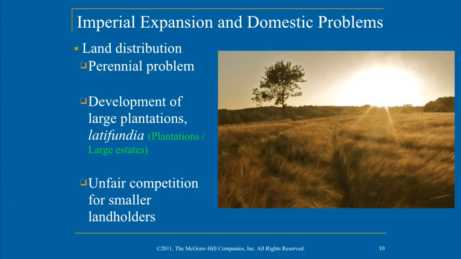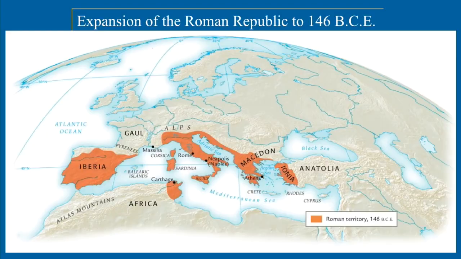So there's going to be this problem: how do we figure out how to keep the rich from getting richer and the poor from getting poorer? How do we find a way to balance everything out? We're having this huge issue. Those aristocrats are really screwing over the poor guys.